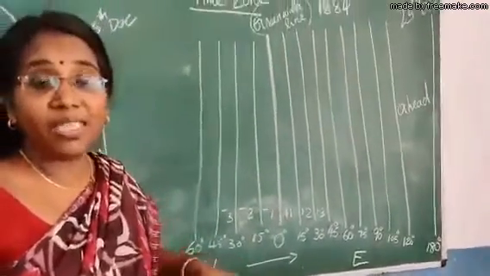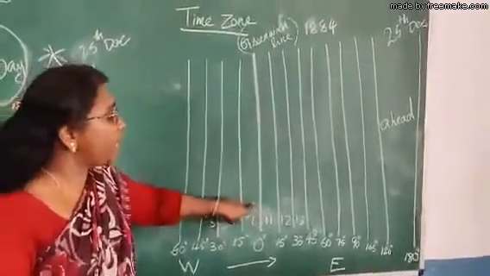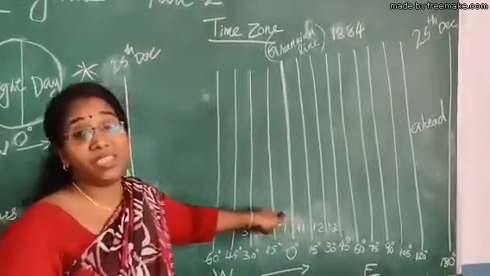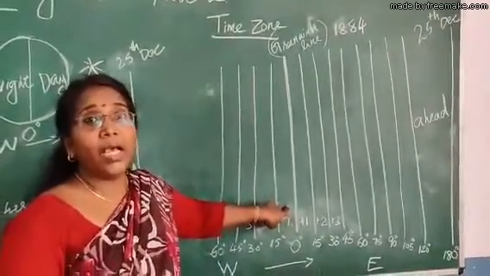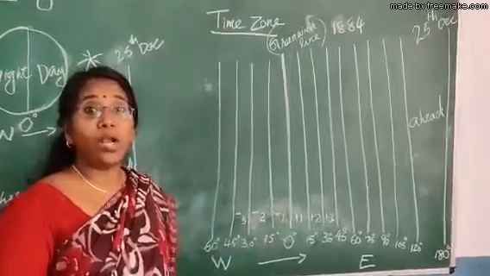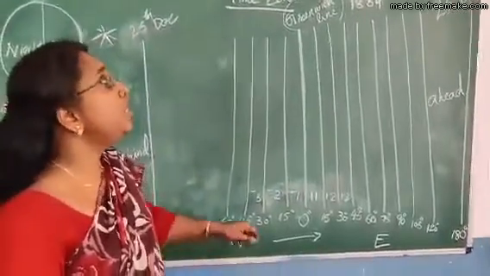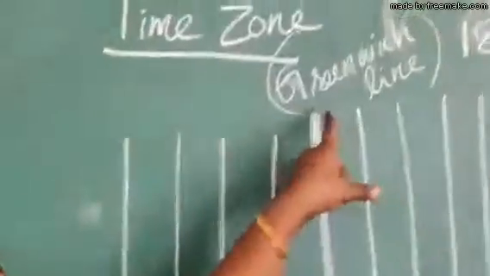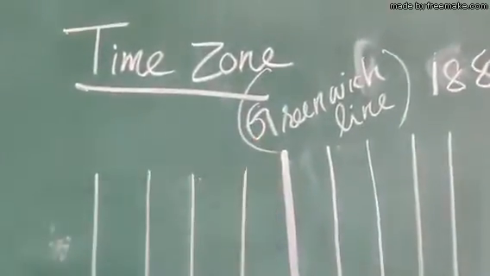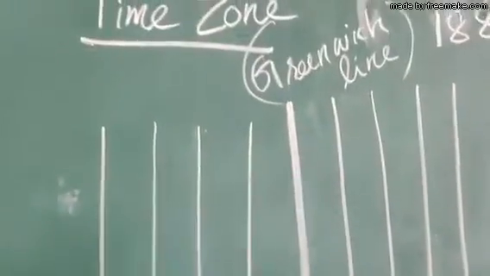Why did they name it the Greenwich line? Because this line passes through an important place, Greenwich, which is located in the UK. Why is it important? Because the British Royal Observatory, a scientific institution, is located in that particular place in Greenwich. So that place name is given to this line. So it is the Greenwich line.